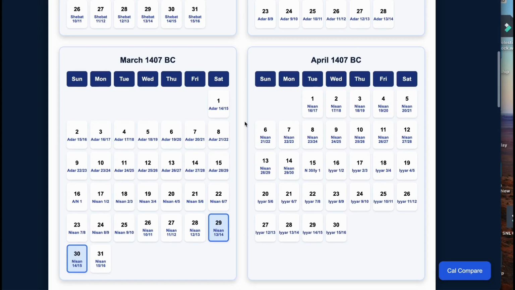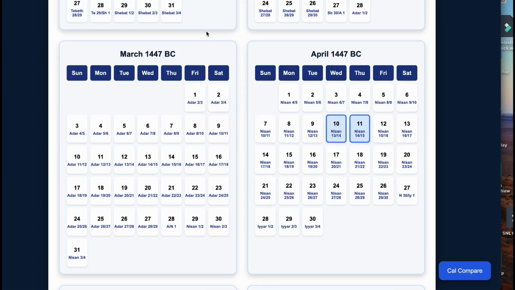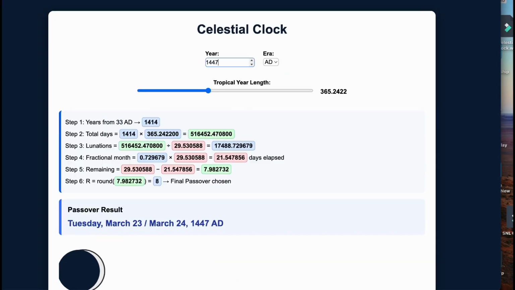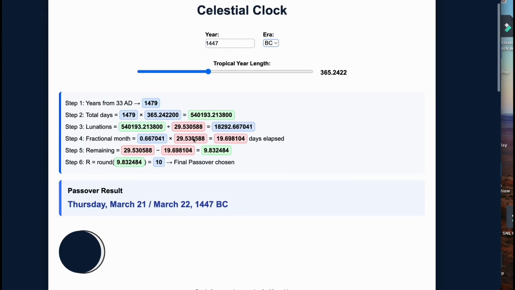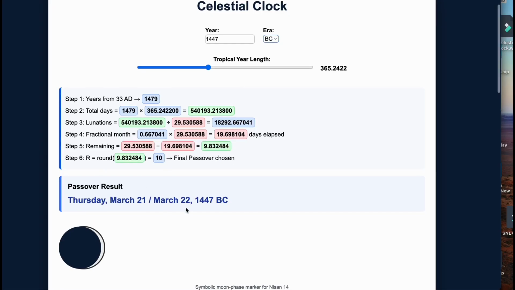So in this case, we can clearly see that this is not the correct direction. That in the year 1447 BC, going 10 days forward would not work. It doesn't fit with the Bible. But going 10 days behind fits perfectly like a glove.